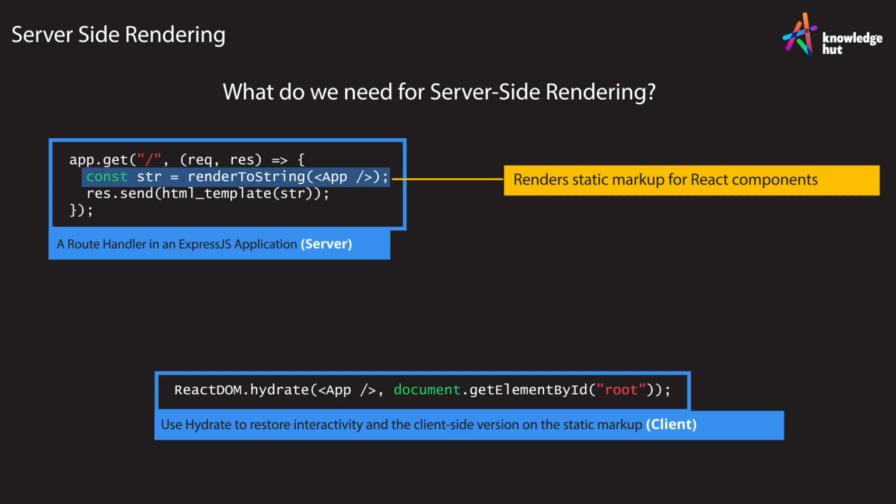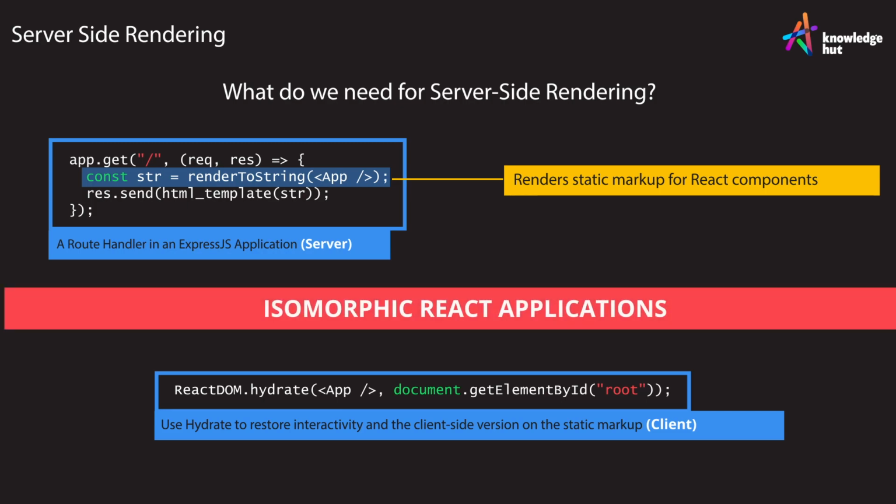On the other hand, our client-side version of the app should then hook onto this static HTML in the browser and hydrate the app, restoring interactivity and dynamic behavior. This is achieved using the hydrate function from the React DOM library. So instead of calling the usual ReactDOM.render, we will call ReactDOM.hydrate instead. A combination of renderToString and the hydrate function allows us to convert our client-side rendered app to an isomorphic server-side rendered application that offers the best of both worlds.